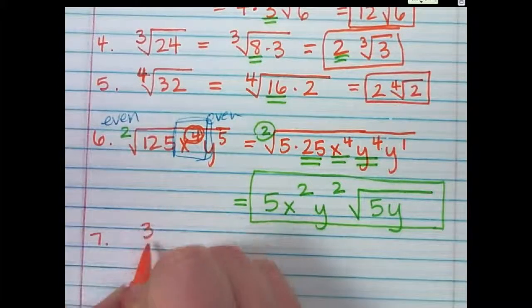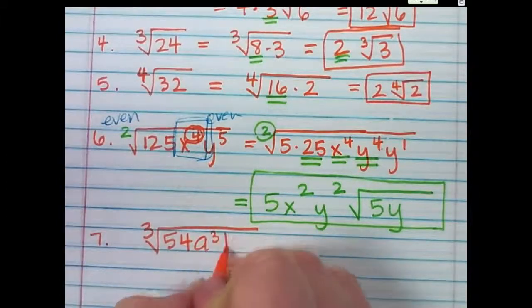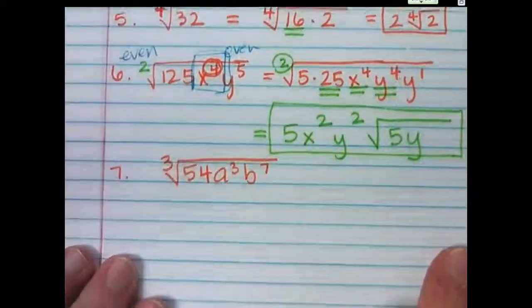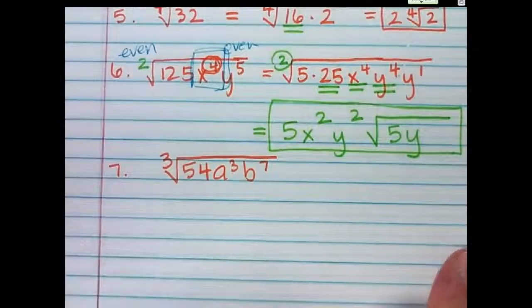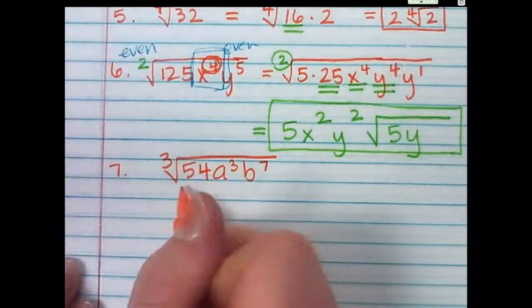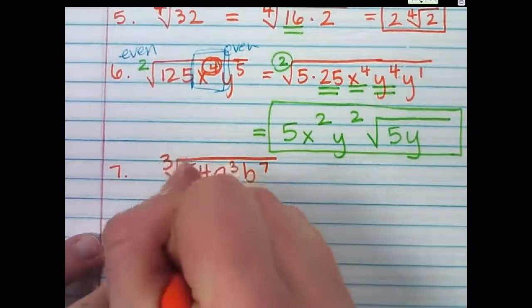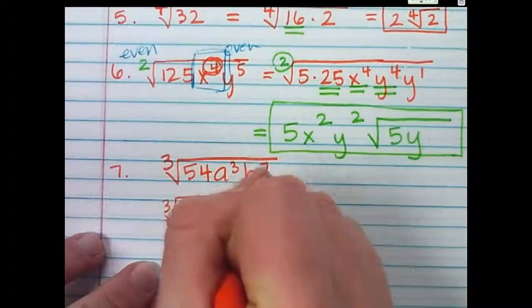Okay, number 7. 54, a^3, b^7. Okay, we're doing cube root. So what of our cubes goes into 54? 8, 27, not 64. 8 or 27? 27 times 2. Yes, good guess.